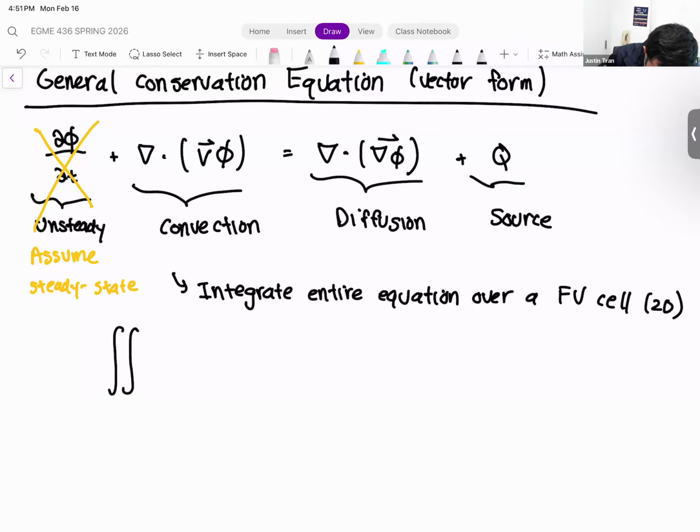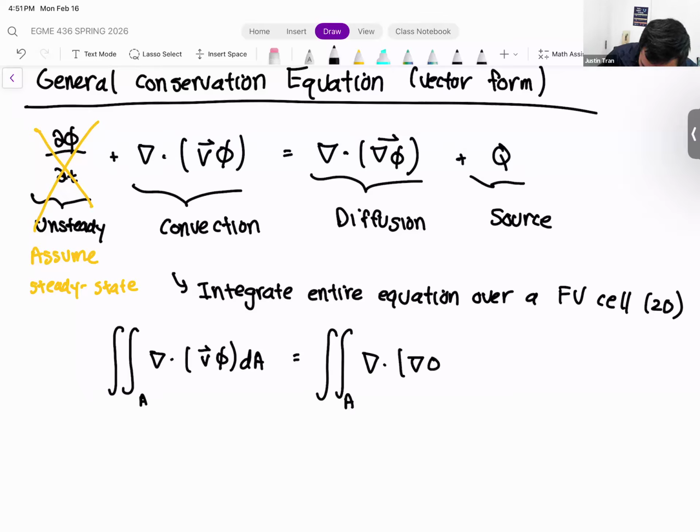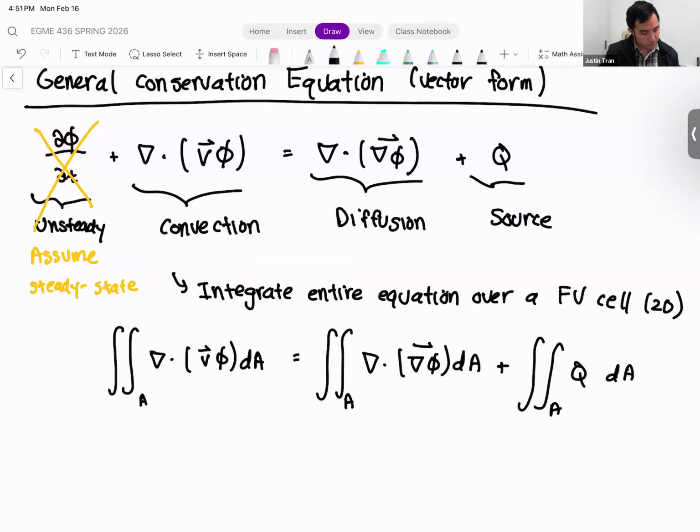So that means we're going to apply a double integral on every single term here. So we have the double integral of the divergence of the velocity multiplied by phi dA, is equal to the double integral over the area of the divergence of the gradient of phi dA, plus the double integral over the area of the source dA. Okay. So the first thing we notice is that for our convection term and our diffusion term, the forms are perfect for applying the divergence theorem. So let's do that first and simplify these integrals.